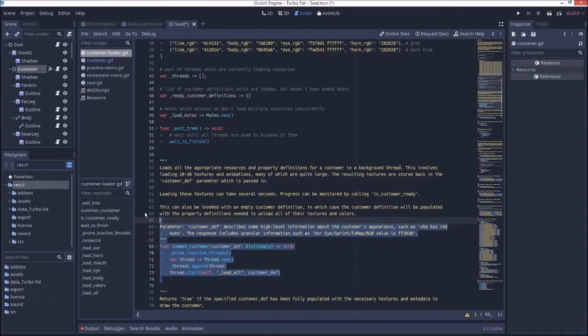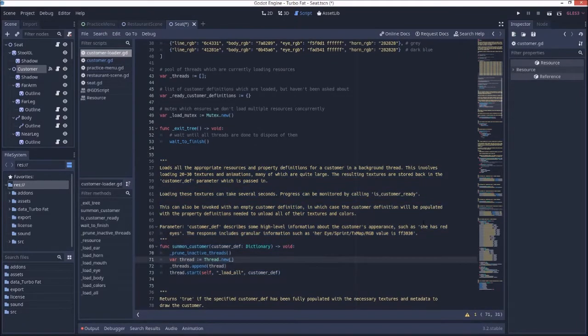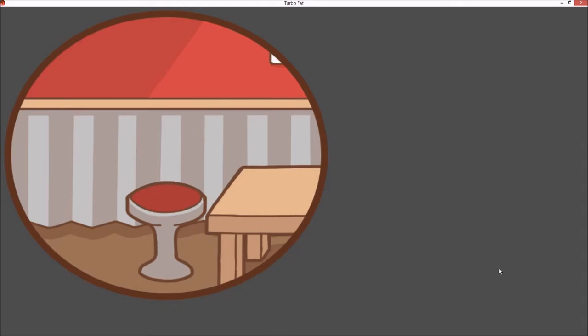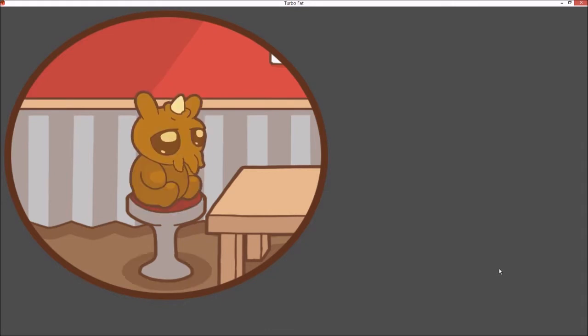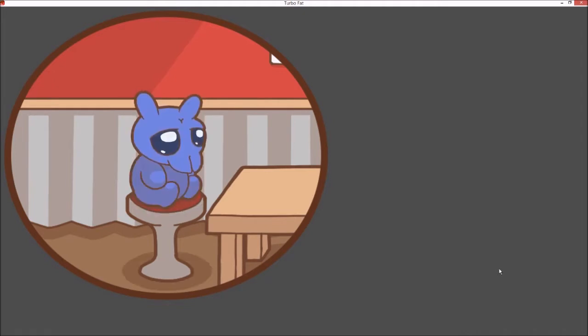So he calls this customer loader object, and that customer loader kicks off a thread to load all the textures in the background. This works all right in the game because thematically, people are coming to your restaurant, so if they disappear and then they come back, it makes sense. The customer left, and then a new customer came back. It would actually be more jarring if they changed their appearance instantaneously.